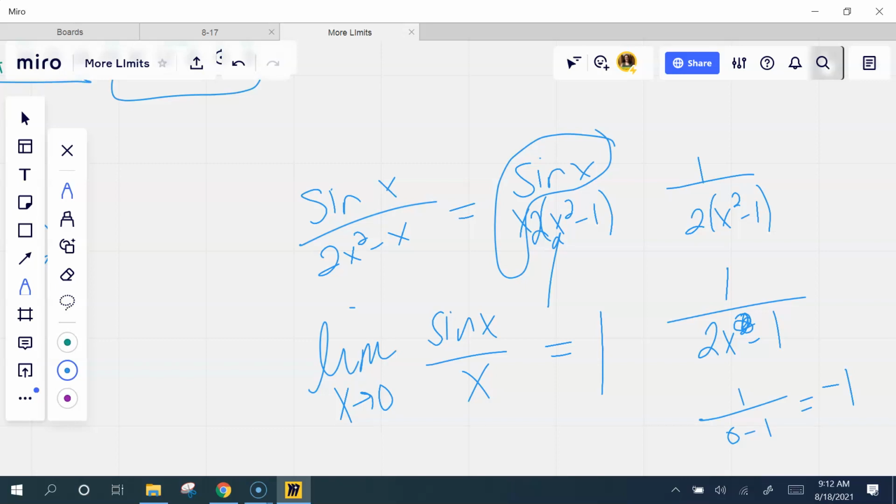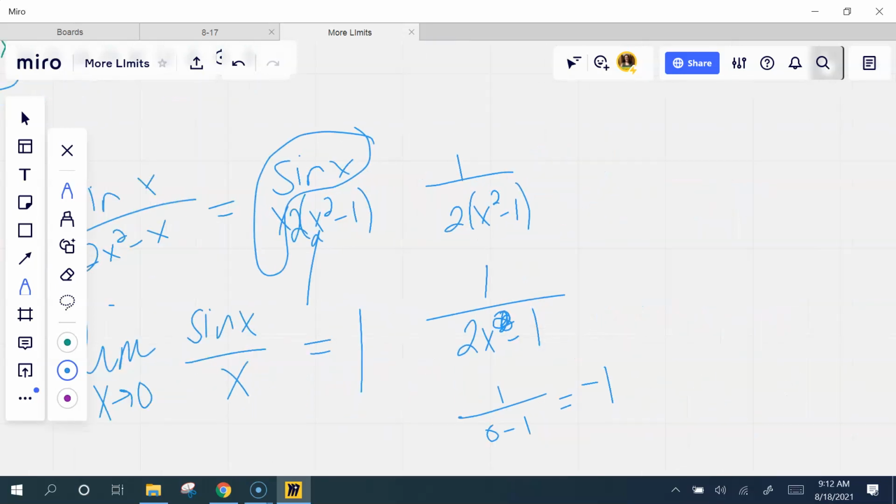So what would you do with the information that sine x is 1? You put that on the top. Sine x over x is 1. Yeah. It's 1 times, right, because sine x over x.